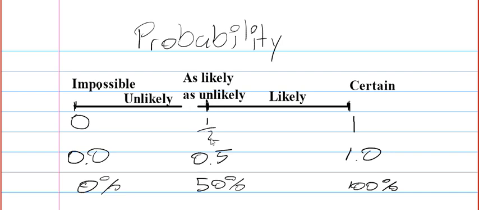All right, if you have a 1 over 2, that's as likely as unlikely. Anything in between 0 and 1 over 2 is unlikely. Probabilities run from 0 to 1, so anything from a half, which is 1 over 2, to 1 is likely. Anything with 1 is certain.